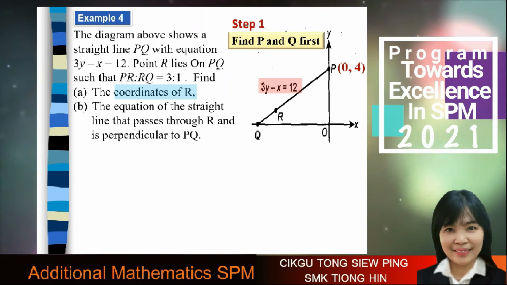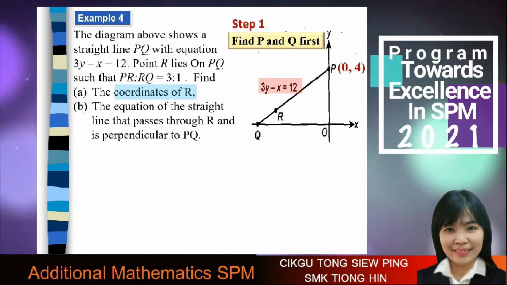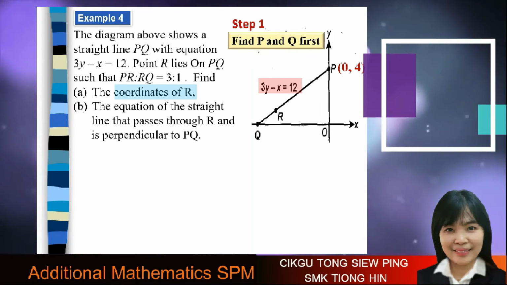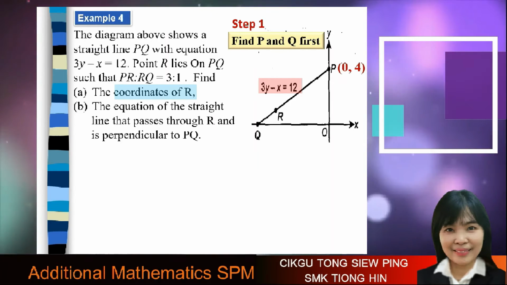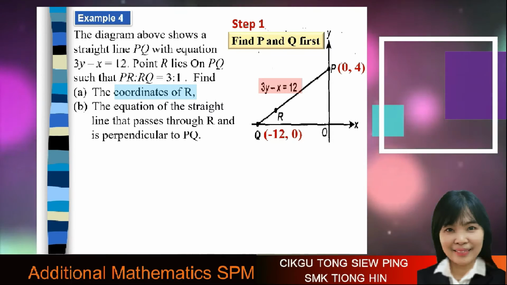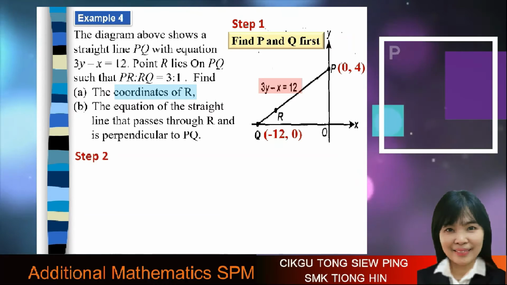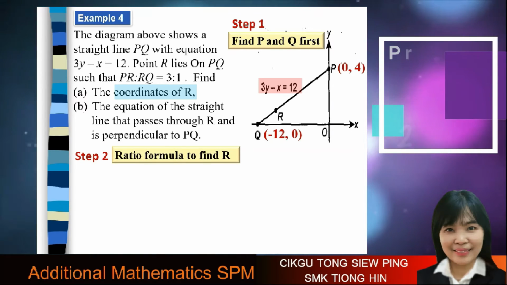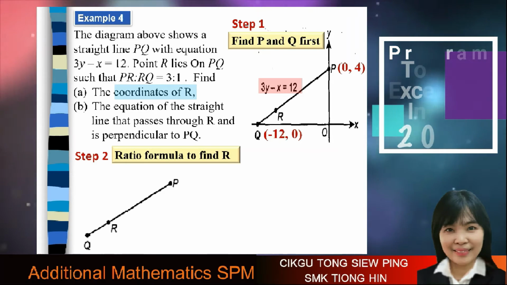Whereas for Q, it is the x-intercept, which means y equals 0. When y equals 0, the x value is -12. Therefore, the coordinates of Q are -12 and 0. Now we can use the formula to find R. In order for you to have a better look, I redraw the diagram.